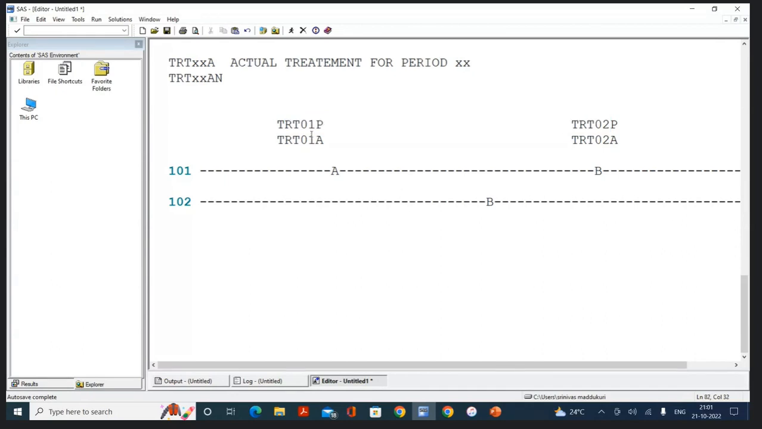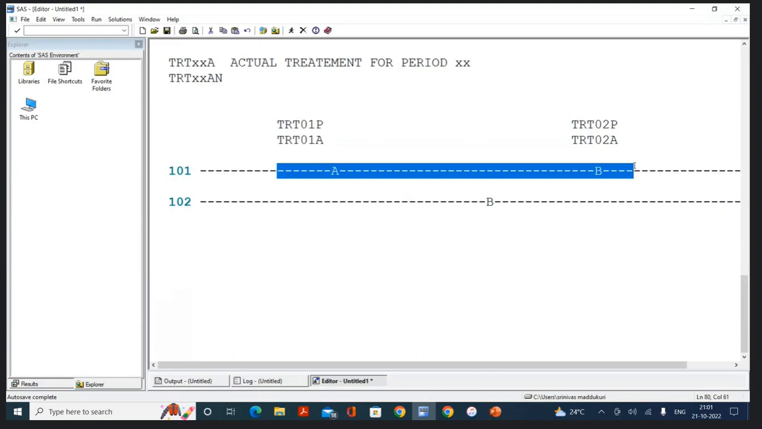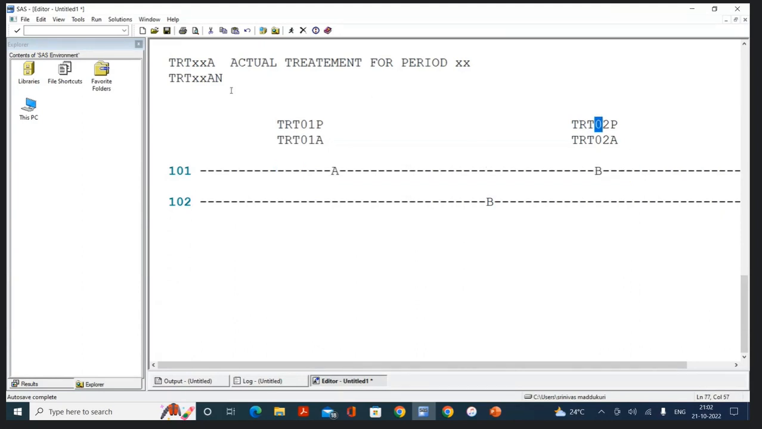Now, in this way, how many treatments can we give in one study? Since it is written as XX, how many treatments can there be? 0 to 99.